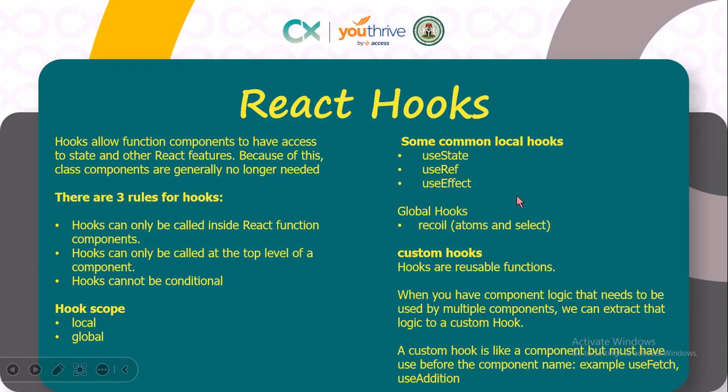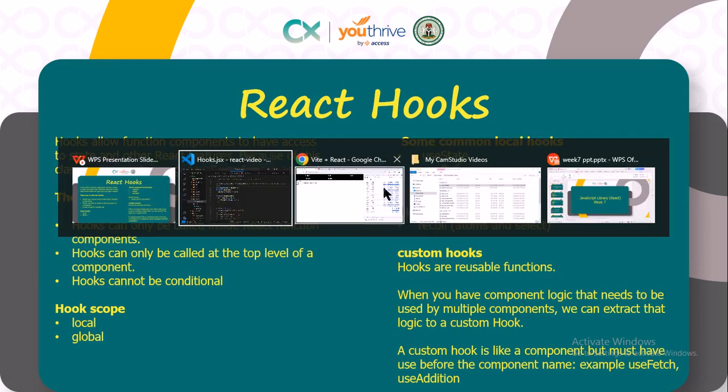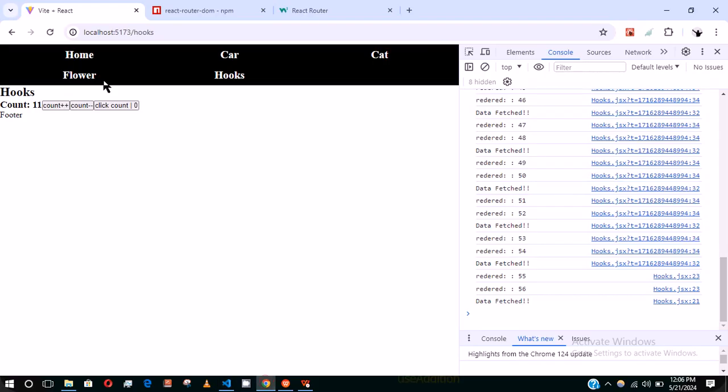Now the next thing that I want to do is the global hooks. One issue with the local hooks, which is this useState, is this. Let's create another variable here. If I update a value in my hooks, it should be reflecting on the navbar or on any other page. So how do I do that?